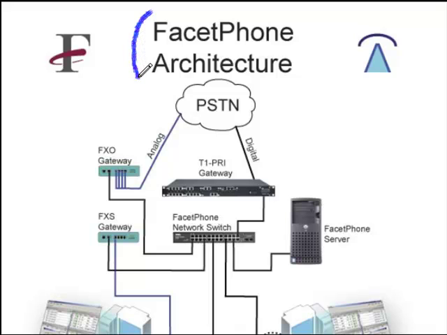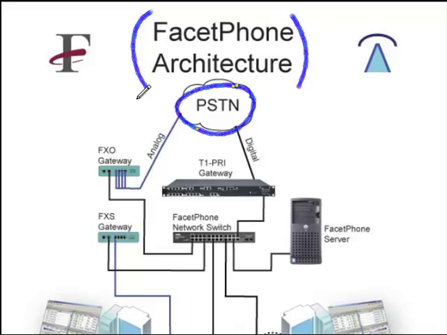This is an overview of the FacetPhone architecture to show how the different components tie together and all the things that are available for the complete system. Starting at the top, we have a cloud that's called a PSTN. This is the phone company.